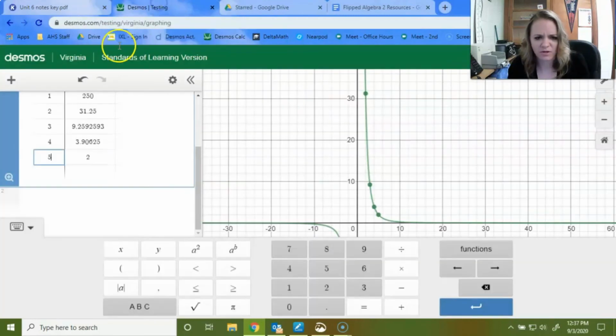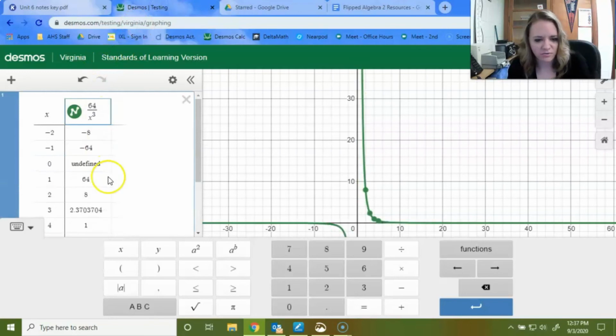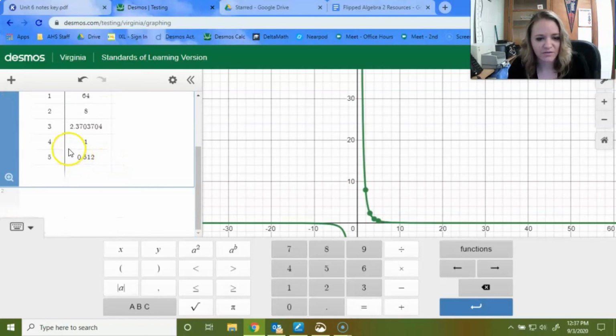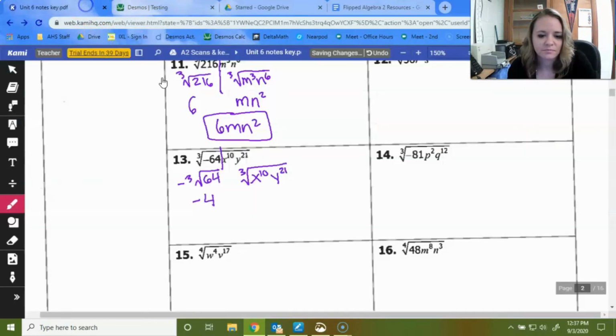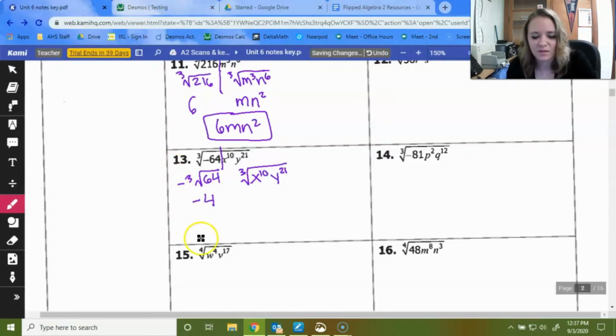So 64 and then x to the third. I changed this to 64. Let's see what happens. 1 and 64, 2 and 8. This is what happens. You will see a 1 in the y column. You'll see your 4 and then a 1. A 4 and radical 1 is just 1, so we don't need the square root anymore. That's what you will see. You'll see a 1 in the y column when it's a perfect square, or cube in this case.